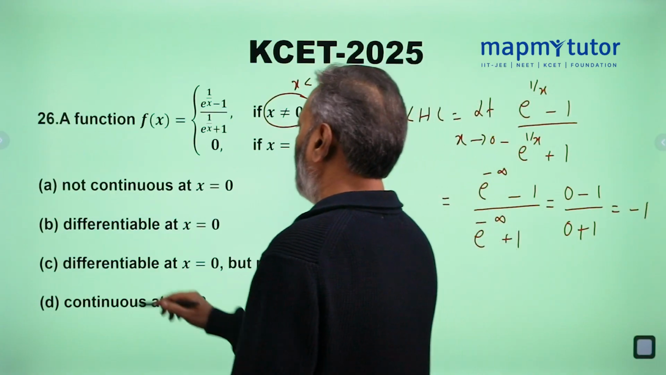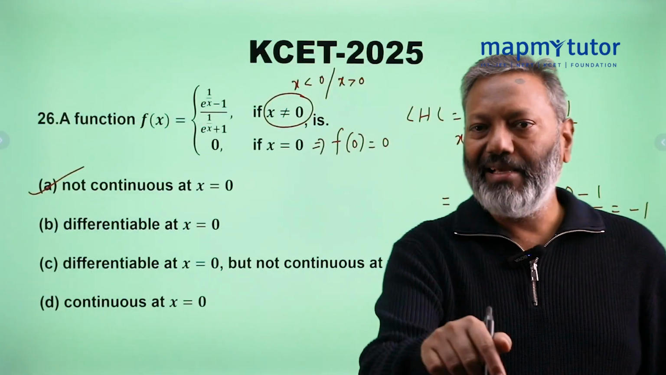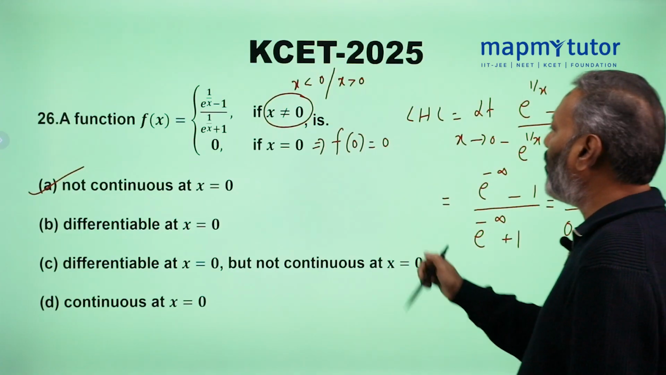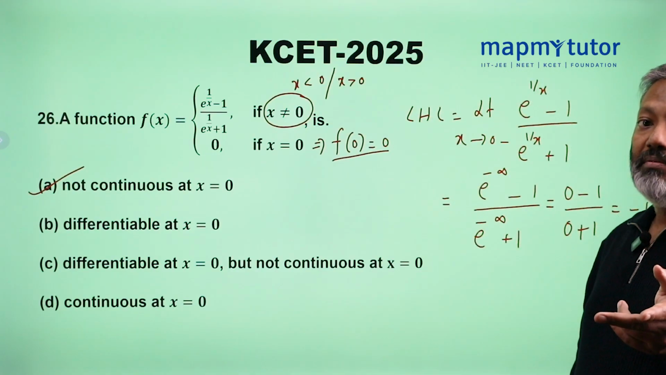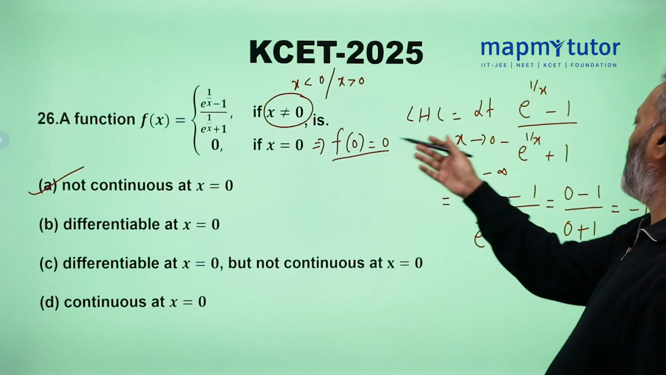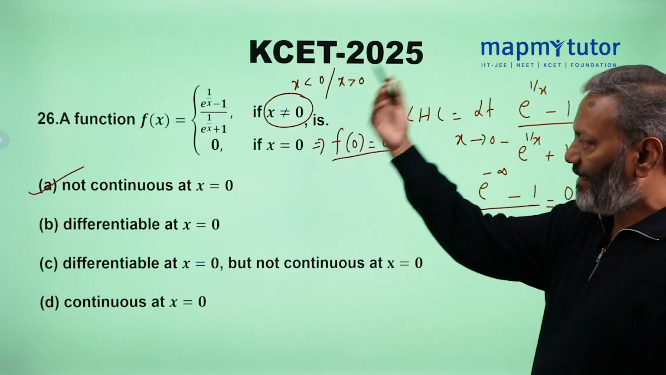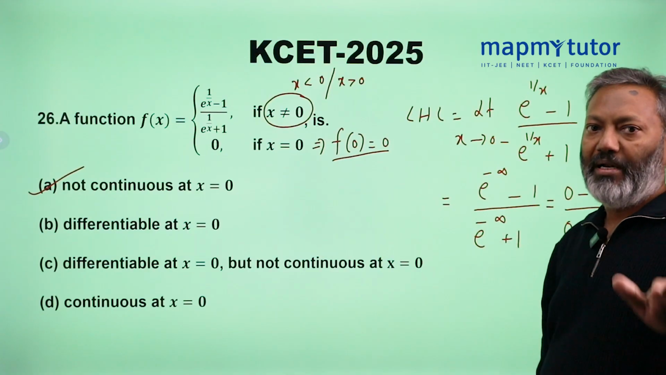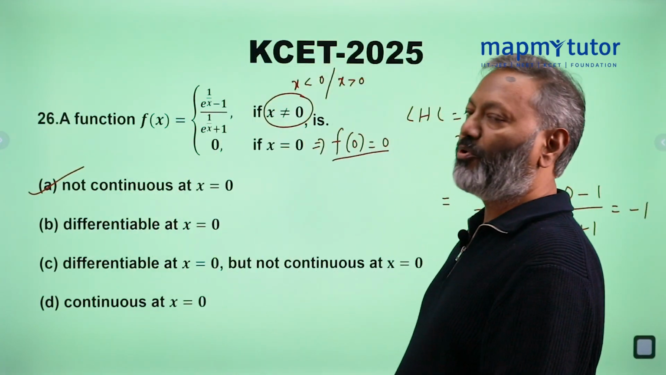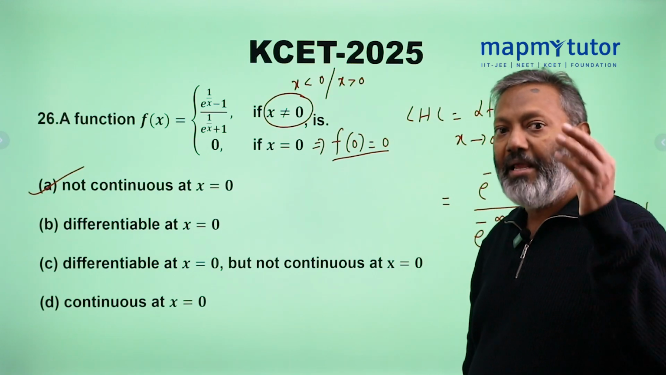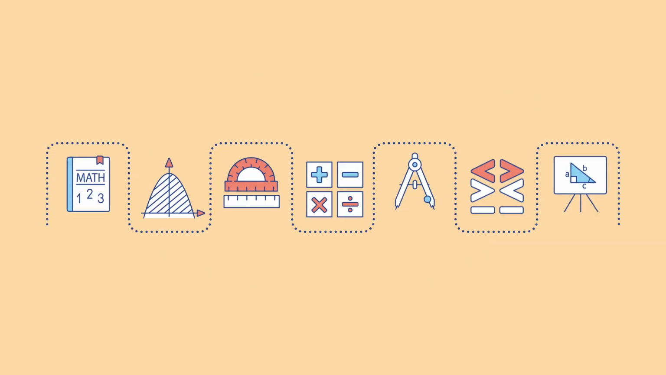That's it. It is not continuous. How can I say without RHL? No need. Already LHL is what? Minus 1. What is the function value? 0. Already they are not equal. Even though RHL is equal to either 0 or minus 1 or something else, we don't bother. It is discontinuous. That means not continuous. And since it is not continuous, I need not bother about differentiability. Any discontinuous function can never be differentiable. Okay?